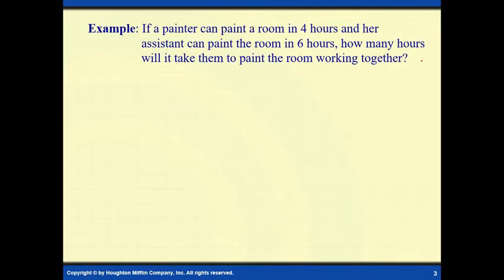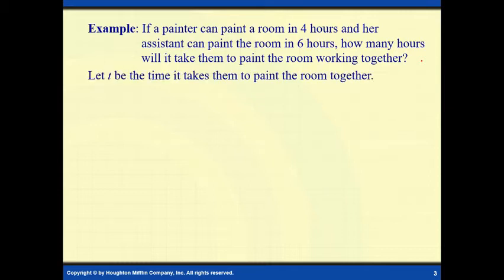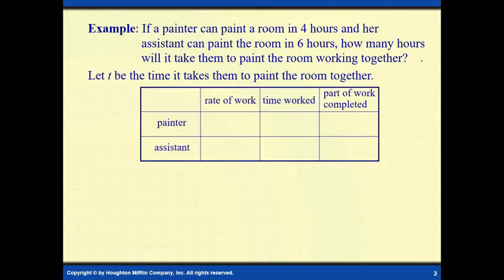Let's take a look at this word problem now. If a painter can paint a room in 4 hours and her assistant can paint the room in 6 hours, how many hours will it take them to paint the room working together? Okay. I always recommend that you set up a chart, a table. Okay. Notice we have the rate of work, we have the time worked, we have part of the work completed, and we have the painter and the assistant.